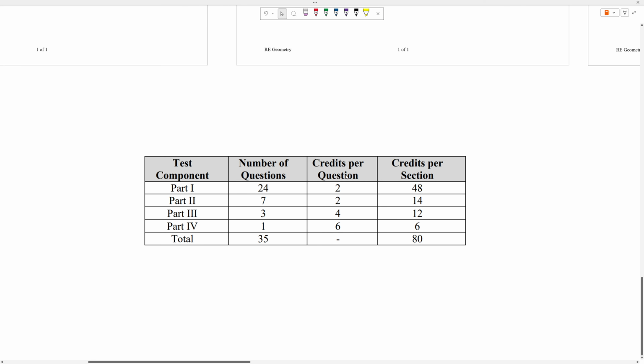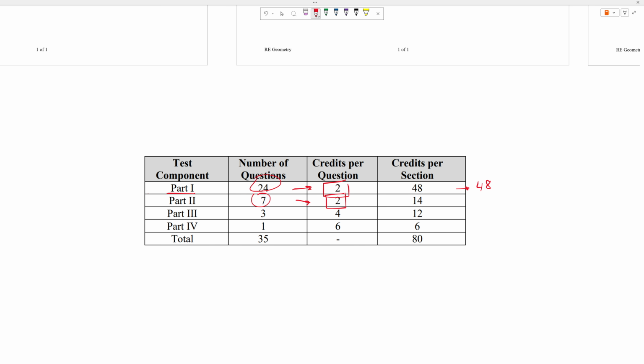Let's go through a scenario. So on this exam, there are 24 multiple choice questions in part 1, and each one of those questions are worth 2 points. So you can get a maximum of 48 points, or a raw score of 48 if you get all of the questions in part 1 correct. Part 2 is then the short response section, there are 7 questions there, and you get 2 points per every question you get right.